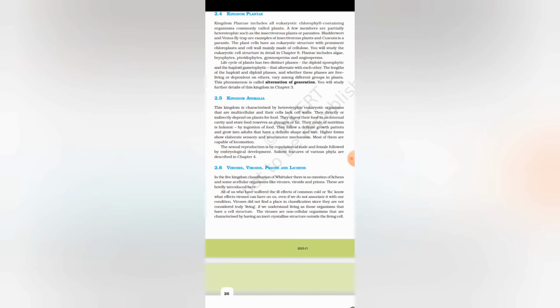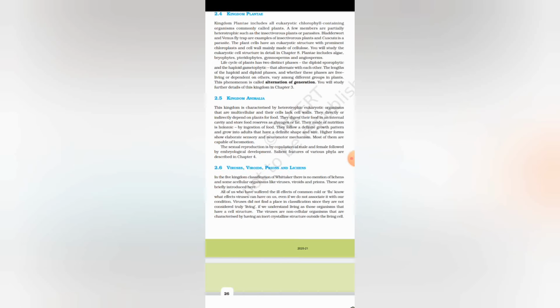2.5 Kingdom Animalia. This kingdom is characterized by heterotrophic eukaryotic organisms that are multicellular, and their cells lack cell wall. They directly or indirectly depend on plants for food. They digest their food in an internal cavity and store food reserve as glycogen or fat. Their mode of nutrition is holozoic, by ingestion of food. They follow a definite growth pattern and grow into adults that have a definite shape and size. Higher forms show elaborate sensory and neuromotor mechanism. Most of them are capable of locomotion. The sexual reproduction is by copulation of male and female followed by embryological development. Salient features of various phyla are described in chapter 4.